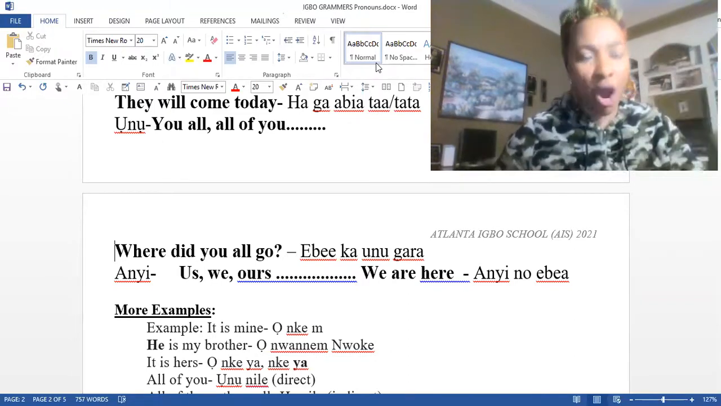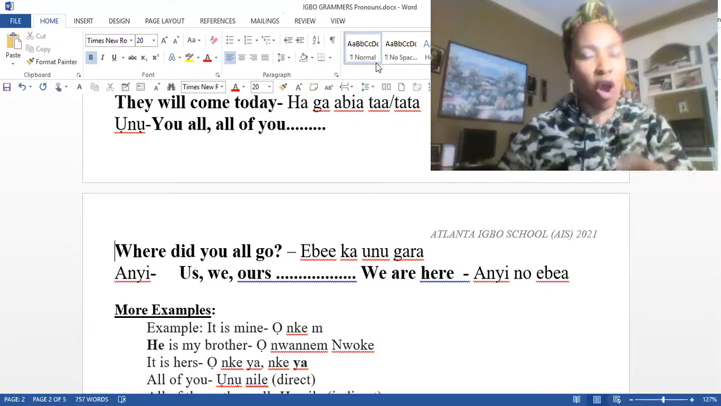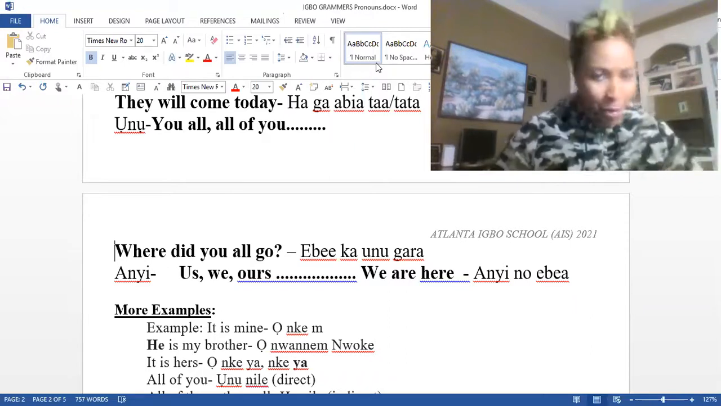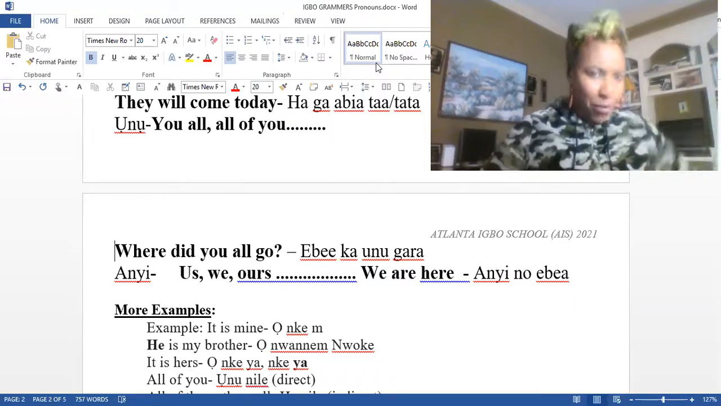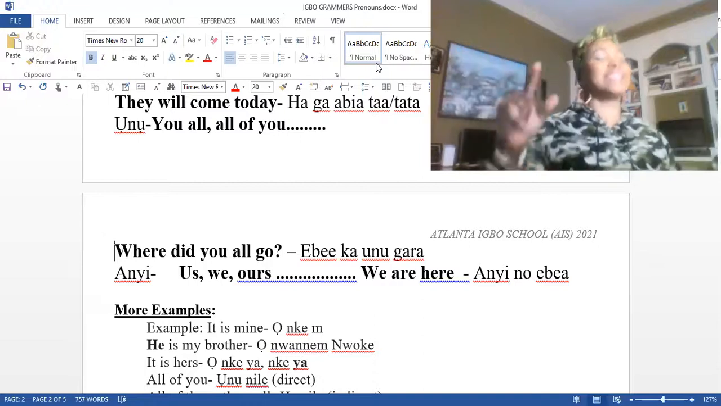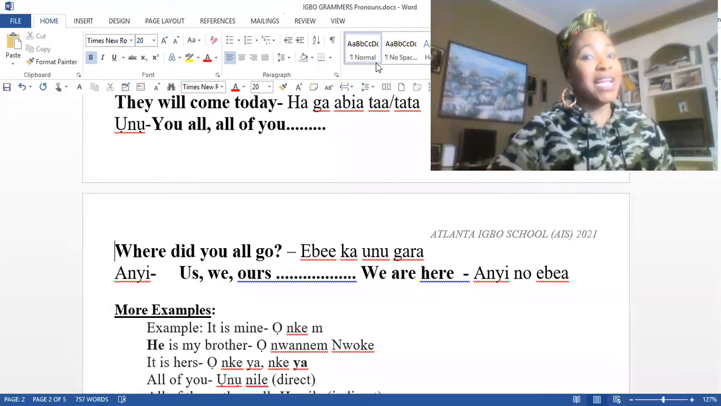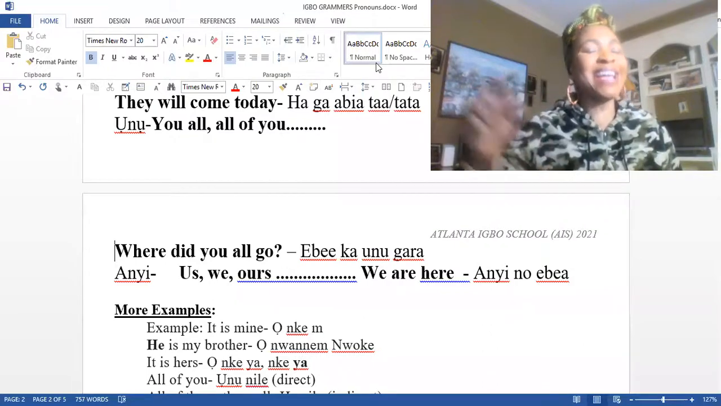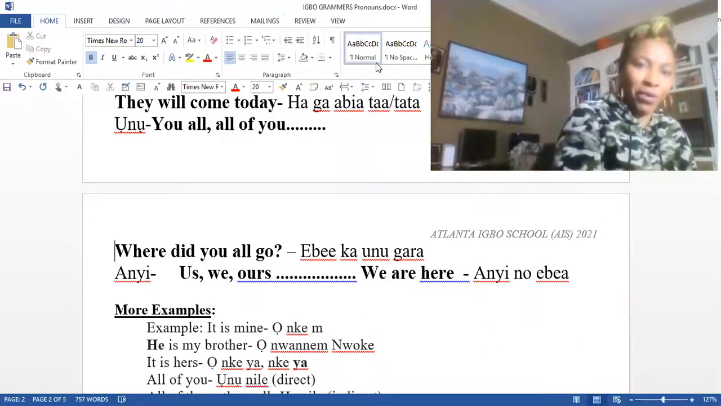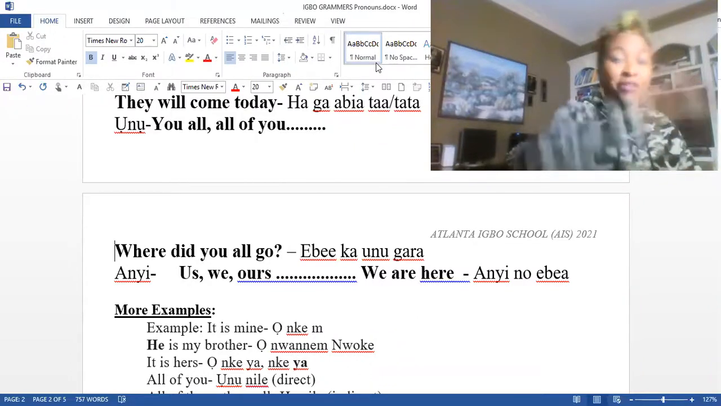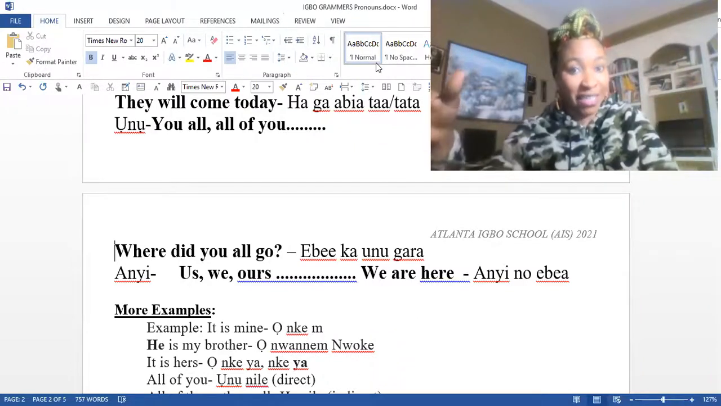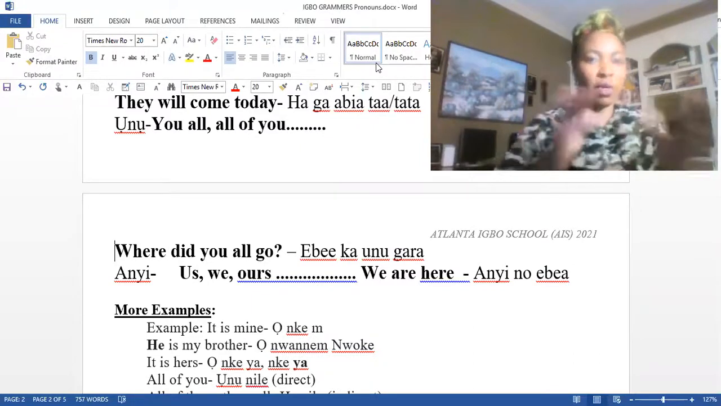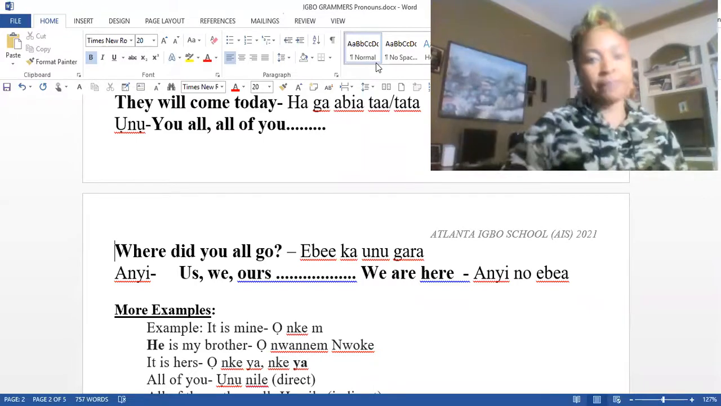Ebeka ino. No means where. Ebeka ino. Where are you? Now pay attention when you make this sentence. Where are you? Ebeka igara. The you is in the middle of the sentence compared to the English translation of it. Where did you go? Ebeka igara. We're going to touch base on that later.